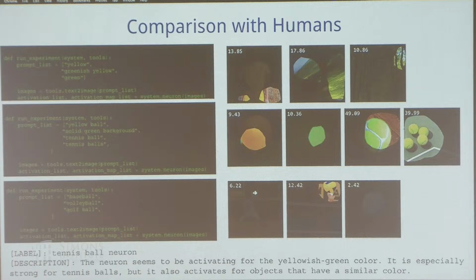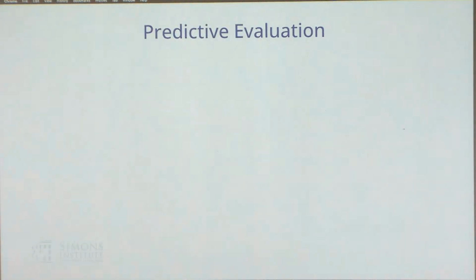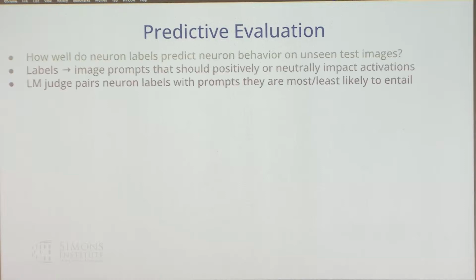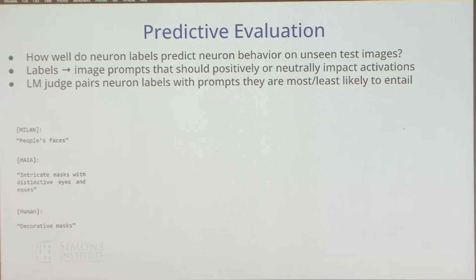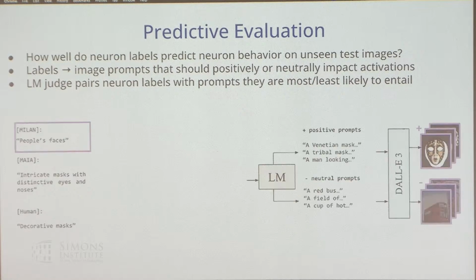And now that we have human labels as well as automated labels of units across a variety of vision architectures, we can evaluate these descriptions of neurons in the wild. Now we don't have ground truth, so we have to do something a little different and ask how well descriptions produced by these automated methods predict neuron behavior on new data. A good description should allow you to characterize what kinds of inputs will activate that neuron and what kinds of inputs won't.